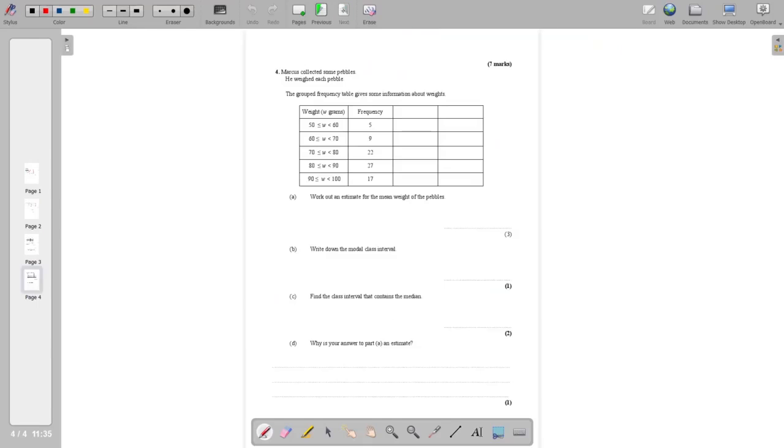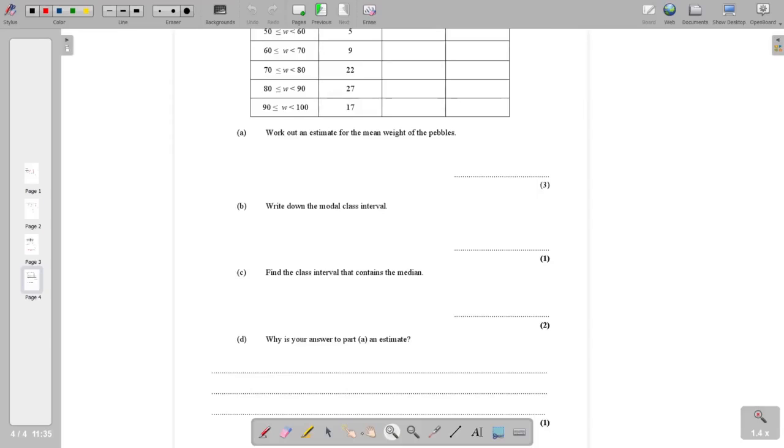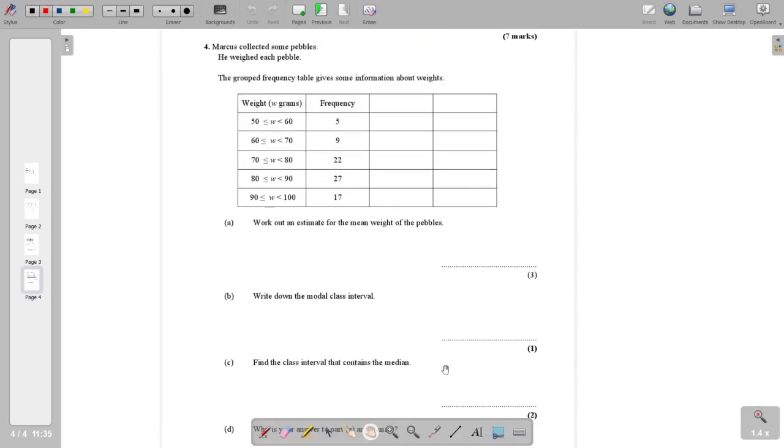Next question. Marcus collected some pebbles. He weighed each pebble. The group frequency table gives some information about weights. Frequency is given. So we need to find the total of that. Hasn't been given here. So if you add it, that's 80. Let's work for the mid-interval. And we work out the total, estimated total. 50 and 60 says 55, 65, 75, 85, 95.